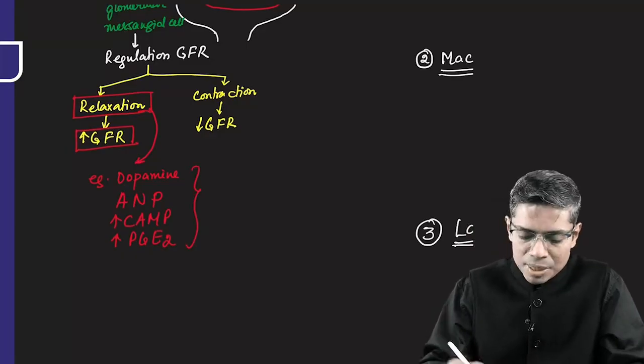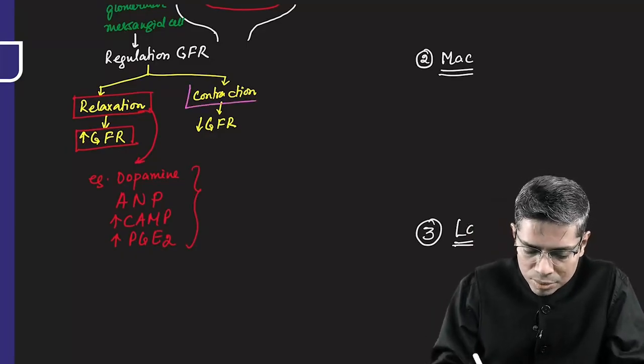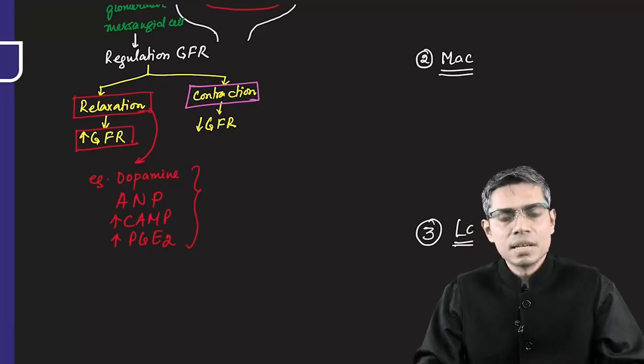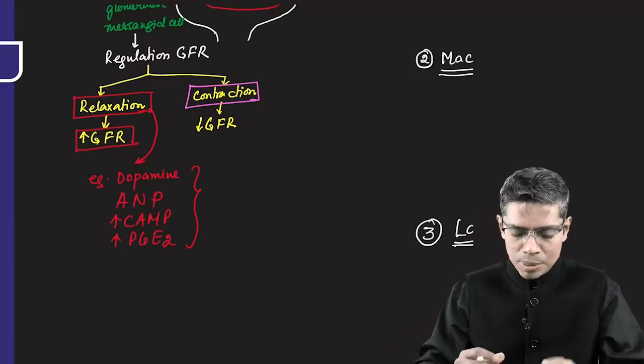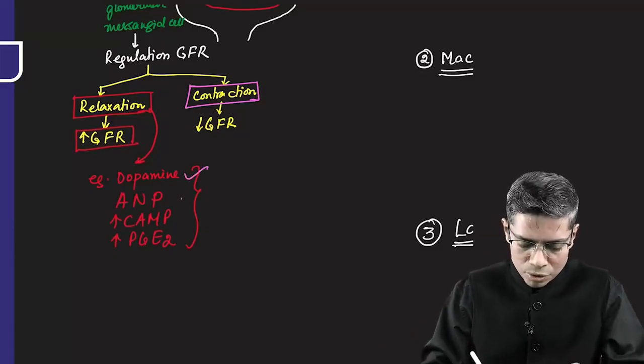There are various other mediators which also cause contraction of these intraglomerular mesangial cells. You may not remember those factors because their list is very long. But only 4 factors you have to remember which cause relaxation of these intraglomerular mesangial cells and increase GFR. So this way you have to remember the first concept, that the JG apparatus consists of 3 structures. Apart from these 3 structures, you also have to remember intraglomerular mesangial cells, which are not part of the JG apparatus.